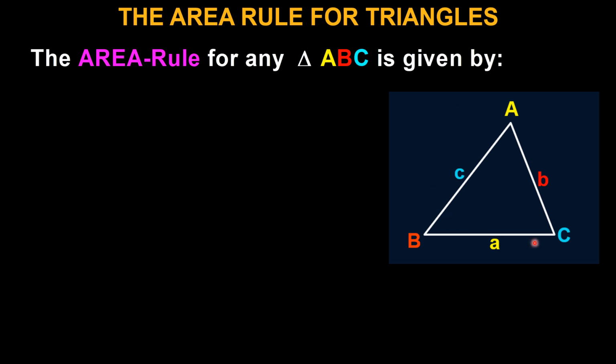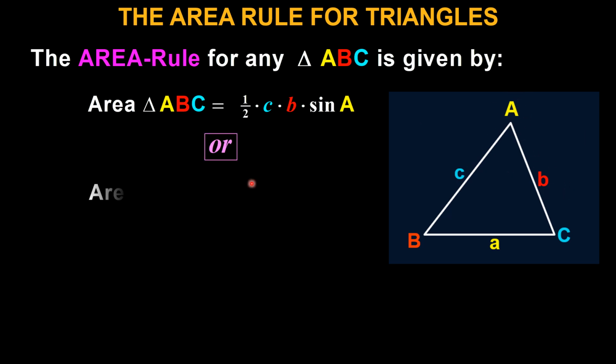You can see this is not a right angle triangle. So if we are given angle A, then the area rule for the triangle would be half, then we use the adjacent sides b and c. There's angle A, so that's sine A, so it's half bc sine of A. You can see A is included, and c and b are the 2 adjacent sides to angle A. Or if we have angle B, we need these 2 adjacent sides c and a, it's half a times c sine of B.